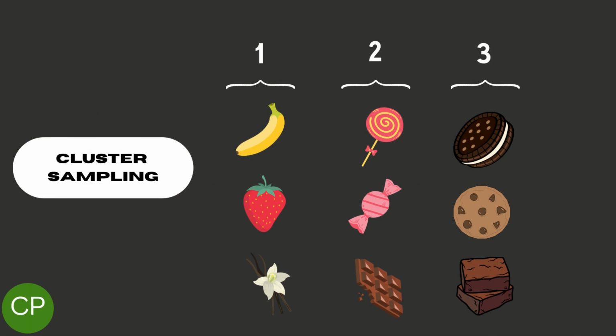There are 9 types of ice cream at the store, and you want to get one type for your party. We will group together all the fruit flavors, candy flavors, and cookie flavors. Now we will put all 3 in a hat. Whichever one we pick out is the type of flavors we will bring to the party. This is an example of cluster sampling.